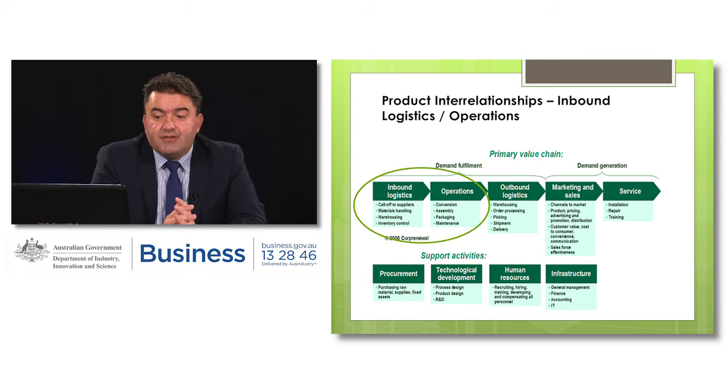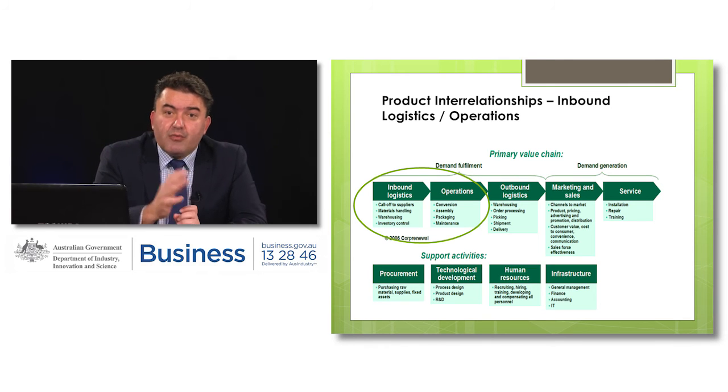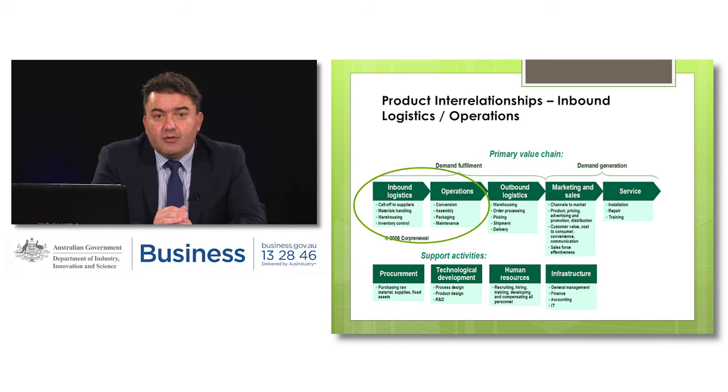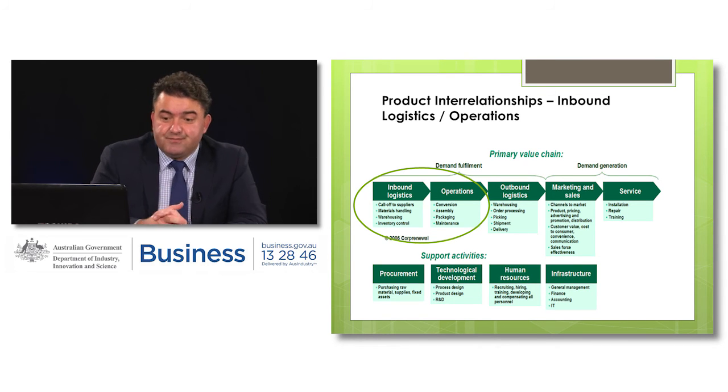The first of the primary value chain components is inbound logistics and operations. These are closely linked, as inbound logistics has a direct influence on the operations of a group or a firm. Operations is also very important to a firm, and this is where the product is manufactured and the process and idea conceived.